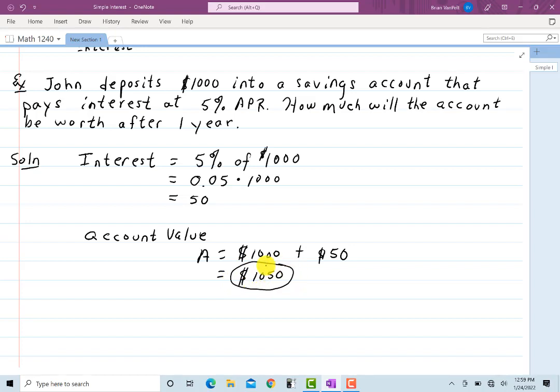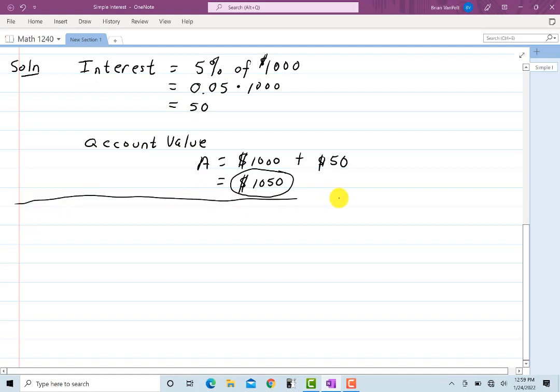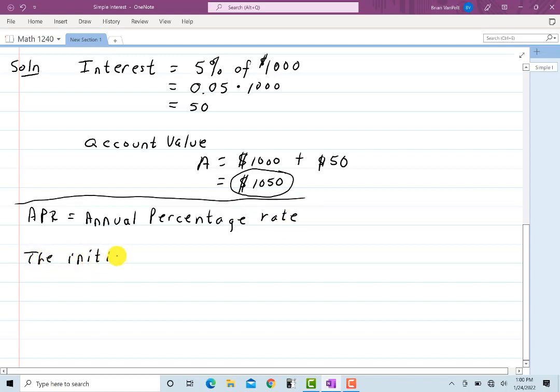Some of the terms that I've used in this example I'll explain. One of them is the term APR. That stands for annual percentage rate. The initial deposit is called the principal.